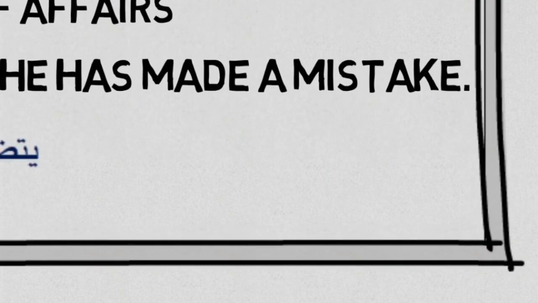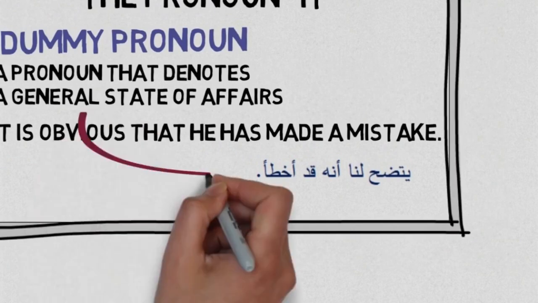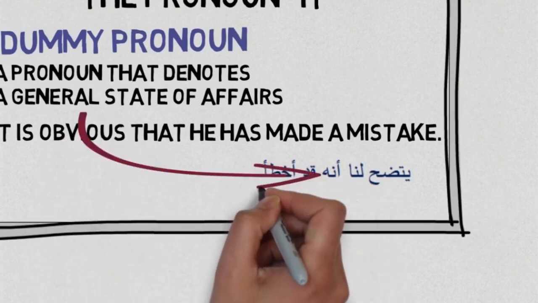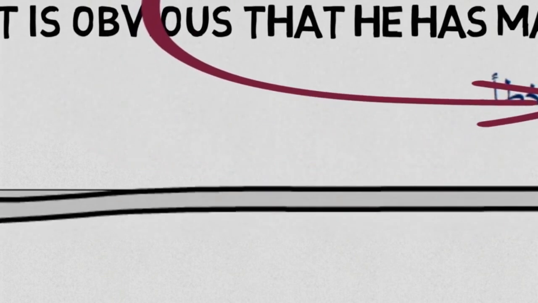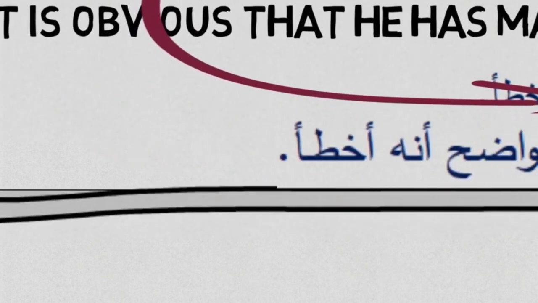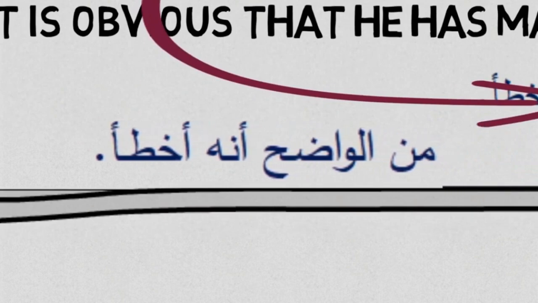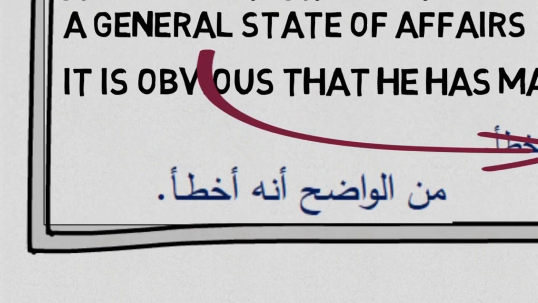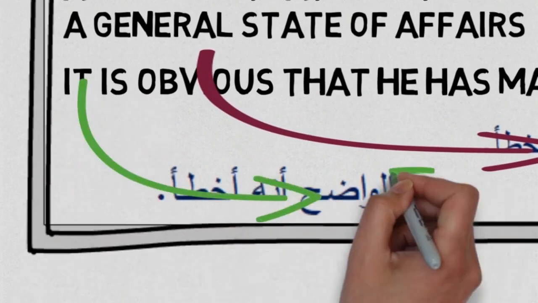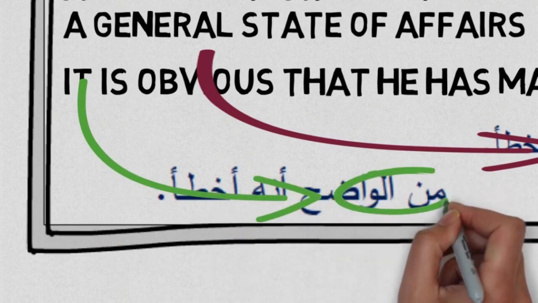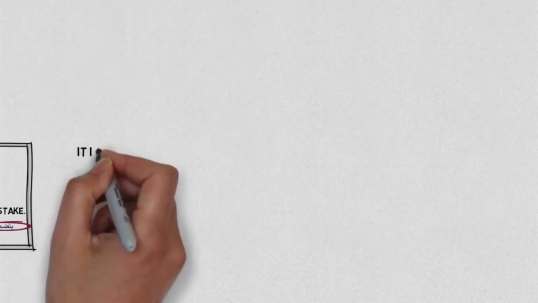We can here drop the pronoun and start the sentence with a verb derived from a content word that follows the pronoun. So we can say يتضح لنا أنه قد أخطأ. So we change the adjective obvious into a verb and we drop the pronoun. We can also use a phrase introduced by the preposition من in Arabic followed by an adjective. من الواضح أنه أخطأ.